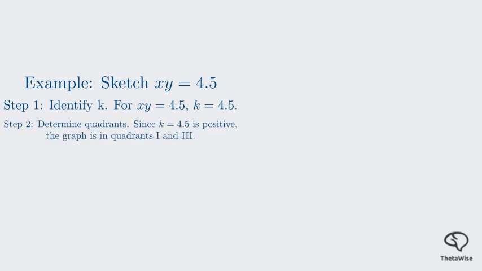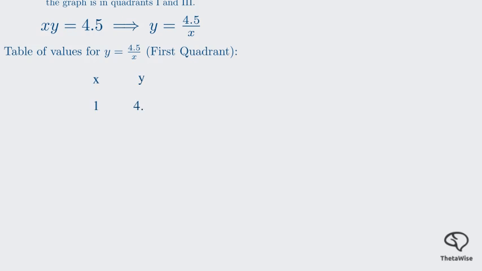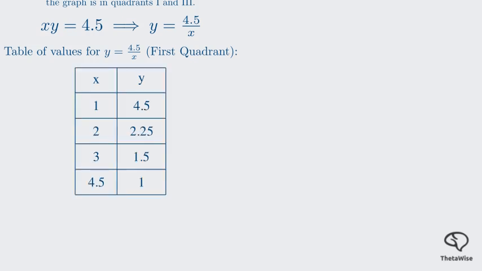Now for the points. Let's rearrange the equation to y equals 4.5 over x. We will create a table of values to find points. It's helpful to choose x values that make the calculation easy. For the first quadrant, let's try some x values. If x is 1, y is 4.5. If x is 2, y is 2.25. If x is 3, y is 1.5. If x is 4.5, y is 1. These points help define our first branch.